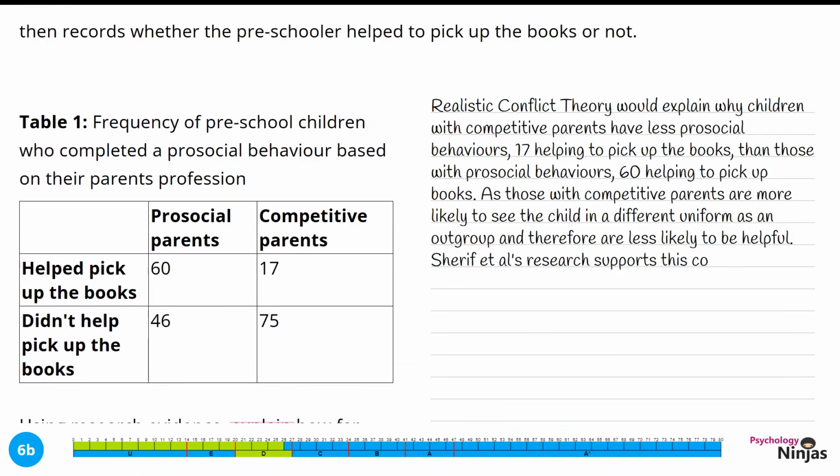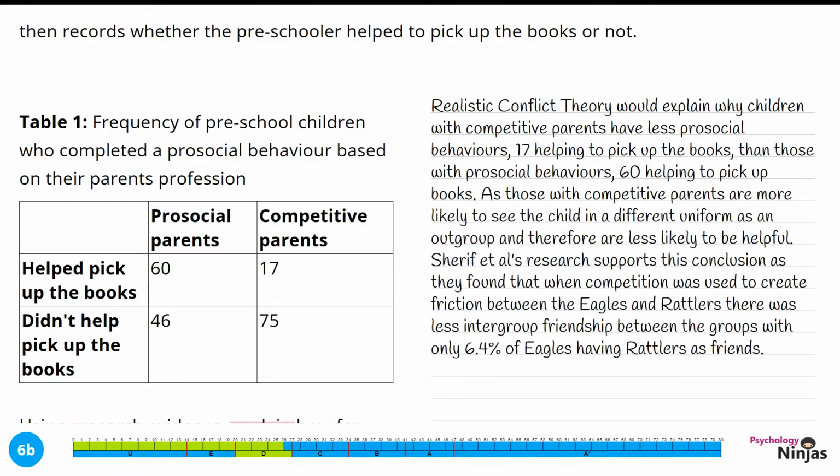Realistic conflict theory would explain why children with competitive parents have less pro-social behaviours, 17 helping to pick up the books, than those with pro-social behaviours, 60 helping to pick up the books. As those with competitive parents are more likely to see the child in a different uniform as an outgroup and therefore are less likely to be helpful. Sharif et al.'s research supports this conclusion, as they found when competition was used to create friction between the eagles and the rattlers, there was less intergroup friendship between the groups, with only 6.4% of eagles having rattlers as friends.